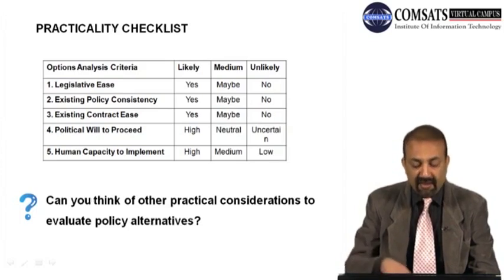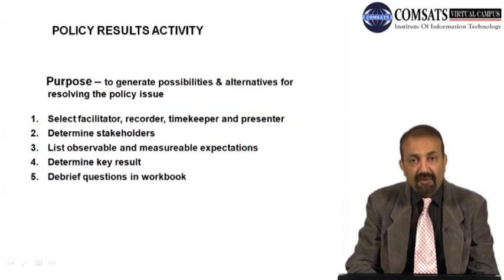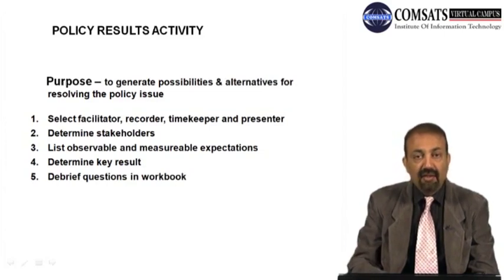Now, as far as the policy result activity is concerned, dear students, there would be a purpose of it, and the purpose is to generate possibilities and alternatives for resolving the policy issue. And how would you have been doing that? Number one, here again you have to select the facilitator. You have to make sure of the availability of a recorder. Then you have to keep the timekeeper and presenter with you. Here again, you have to determine your stakeholders. You have to list observable and measurable expectations. At number 4, you have to determine the key results. And at number 5, debrief questions in your workbook.